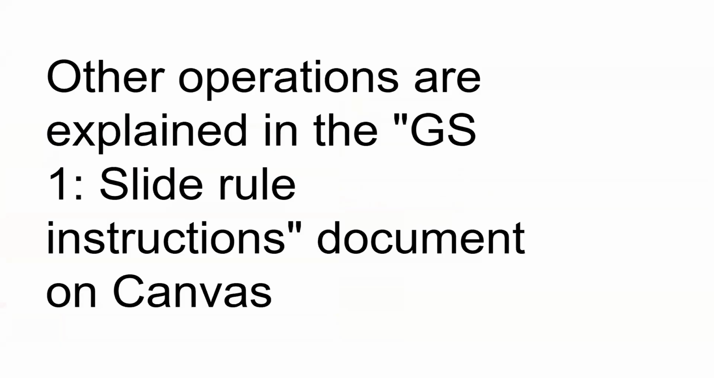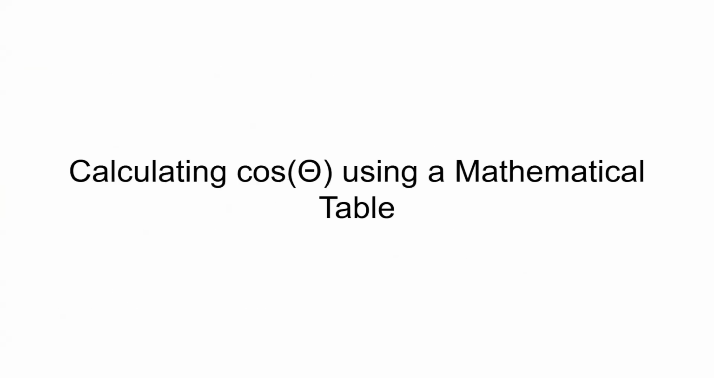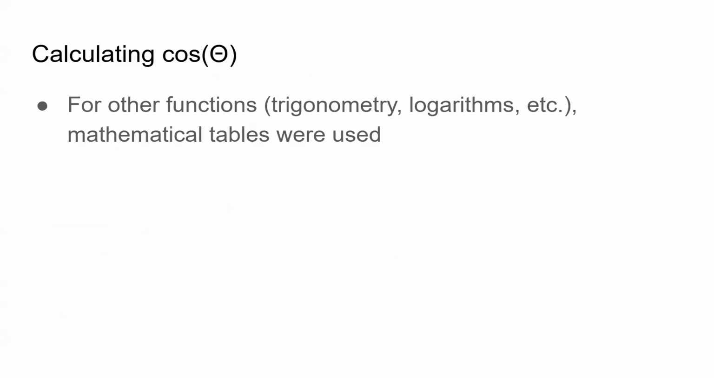All right. The other operations that you can perform with the slide rule are explained in the GS1 slide rule instructions document, and that is on your Canvas. Let's finish with calculating the cosine of theta using a mathematical table. This one is much easier. And remember that other functions like trigonometry, logarithms, and so on were calculated and then recorded in mathematical tables. And so whenever I needed to know the answer to one of those functions, I would look it up in the table.